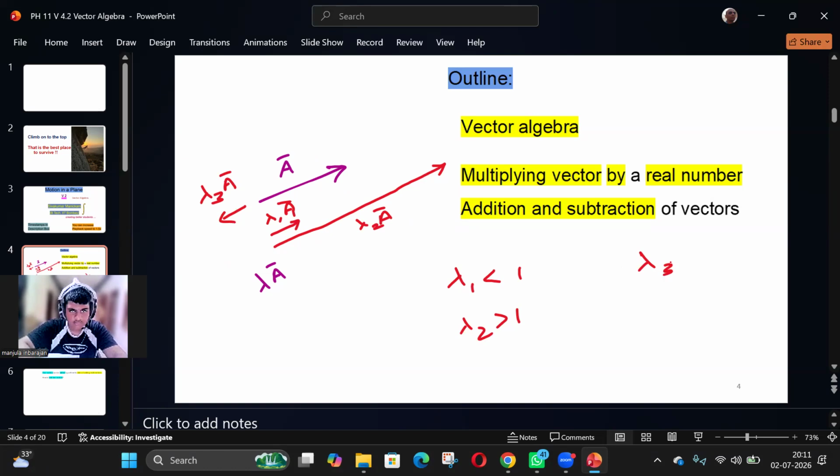Your mic is off. What can you say about lambda 3?